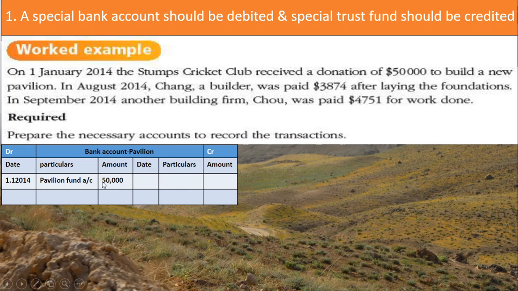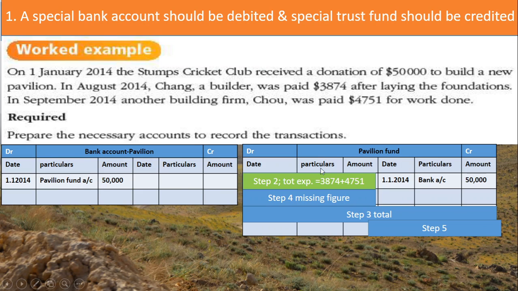At the same time we need to increase the pavilion fund account. So we're going to have a separate list out here this way. Here on the credit side, the pavilion fund is increased by 50,000. You write bank. I think you know how to post this. So after this, what to do now?